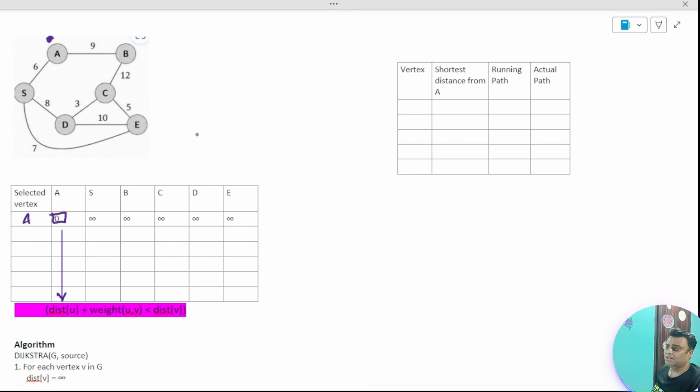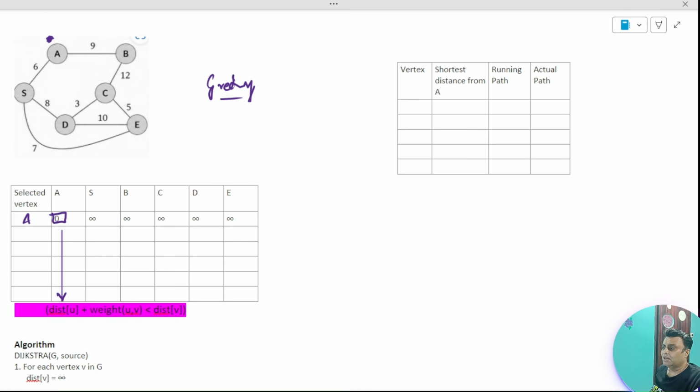This is a greedy algorithm first of all, and I'm trying to select the shortest distance in a greedy manner at every stage, thinking that the minimal optimal solution will give me the optimal solution of the bigger problem, right? So that way, now that I have selected A, I am now trying to say that from A, what are the areas where I can go?